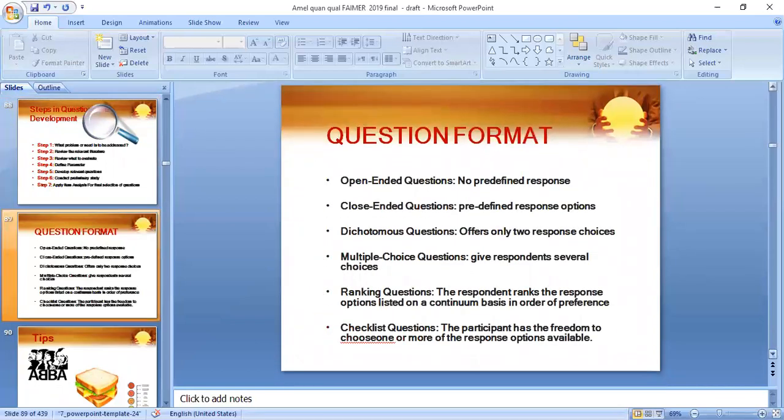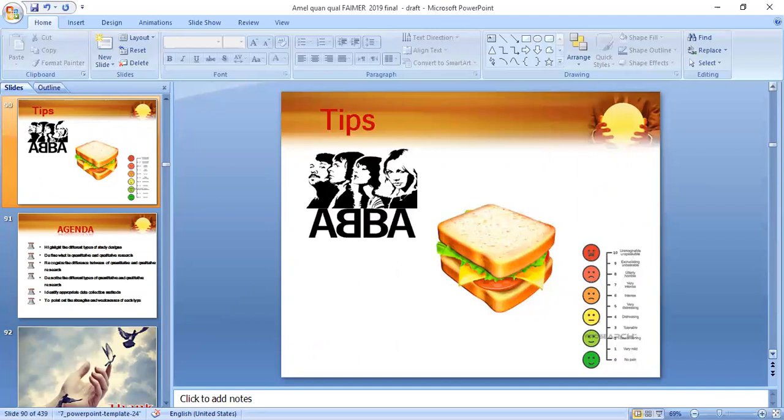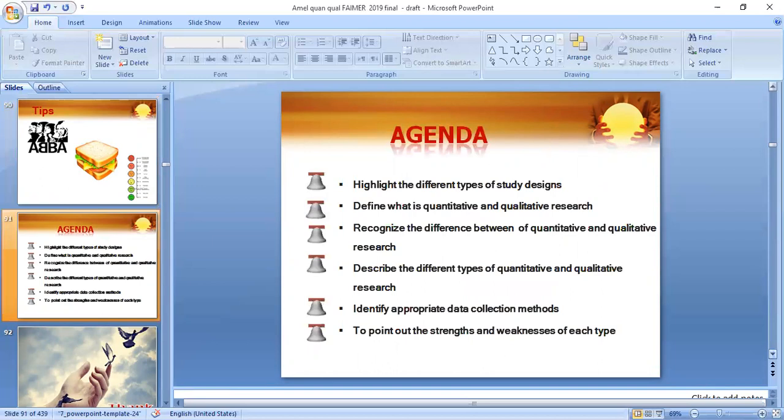In questionnaire design, we have to use the sandwich technique. So we start the questionnaire by praising and thanking the participant, then asking the main questions, and then ending the questionnaire by praising and thanking the participant also.